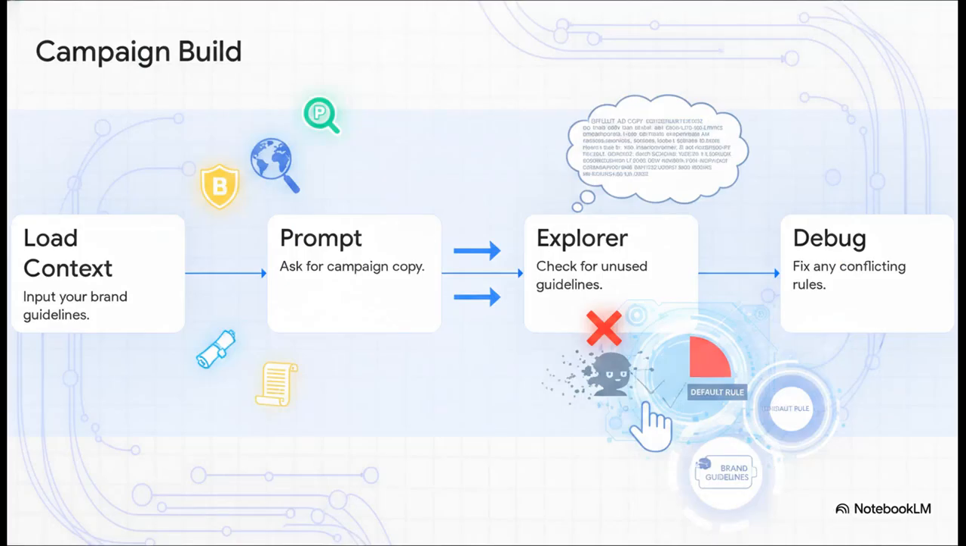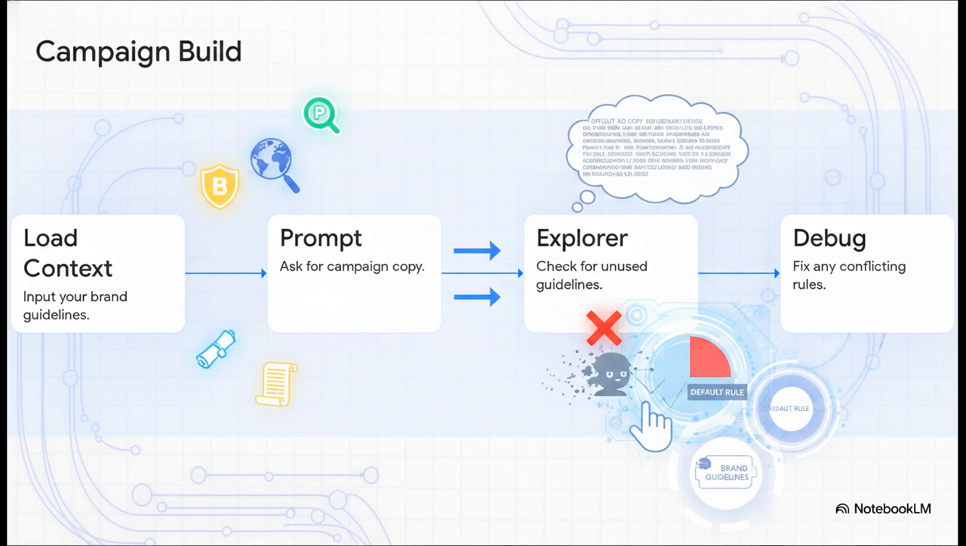Let's look at a second real-world scenario, the marketing team campaign build. Step 1, you load in your highly specific brand guidelines, your competitor research, and a new product brief. Step 2, you ask the AI for a massive batch of ad copy and social media posts. But when the output finally arrives, it sounds completely generic. It literally sounds like a robot wrote it, not your cool, edgy brand. It has zero personality. In the past, you'd be stuck.